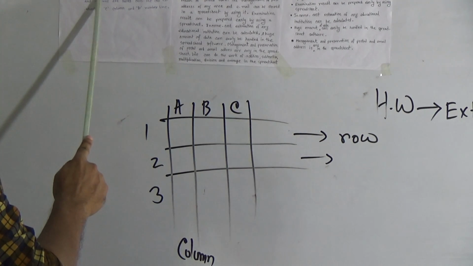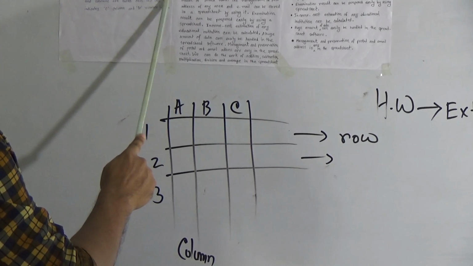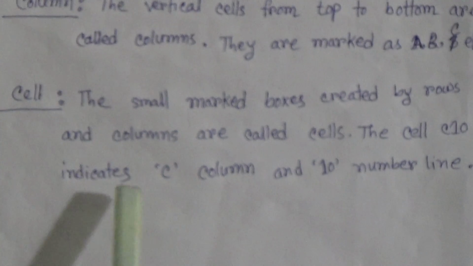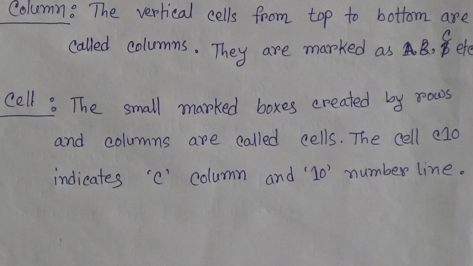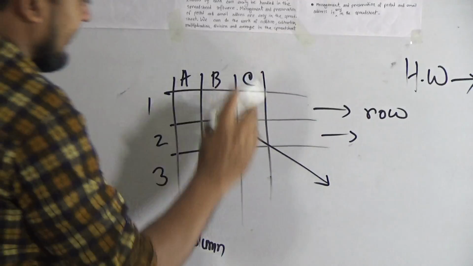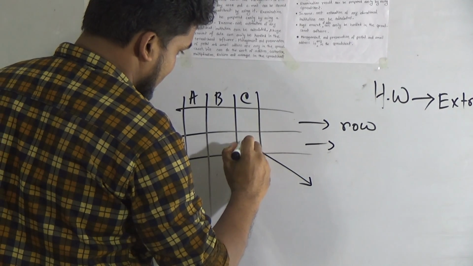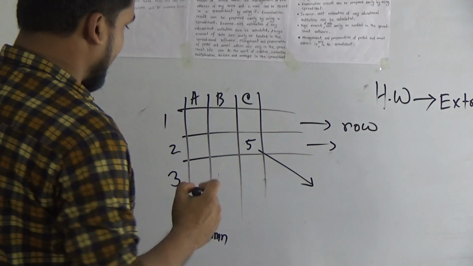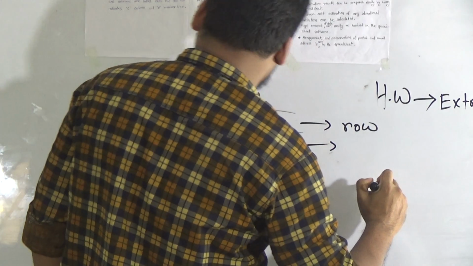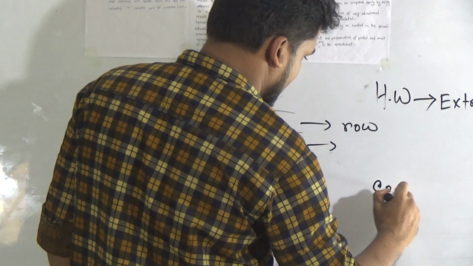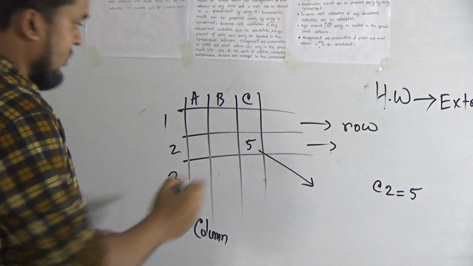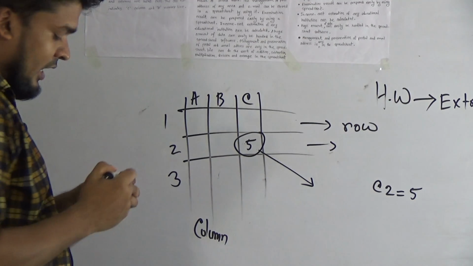And cell: the small marked boxes created by rows and columns are called cells. The cell C10 indicates C column and 10 number line. Dear students, this is a cell. That means if you put a value, suppose 5, it will be C2, 5. Okay, these small boxes are called cells.